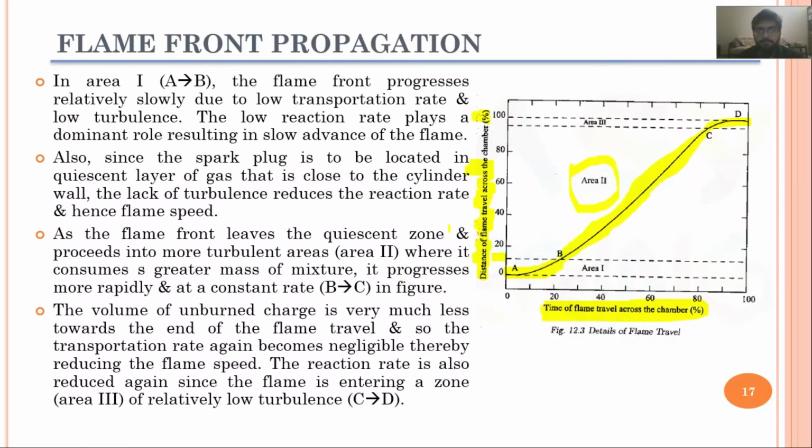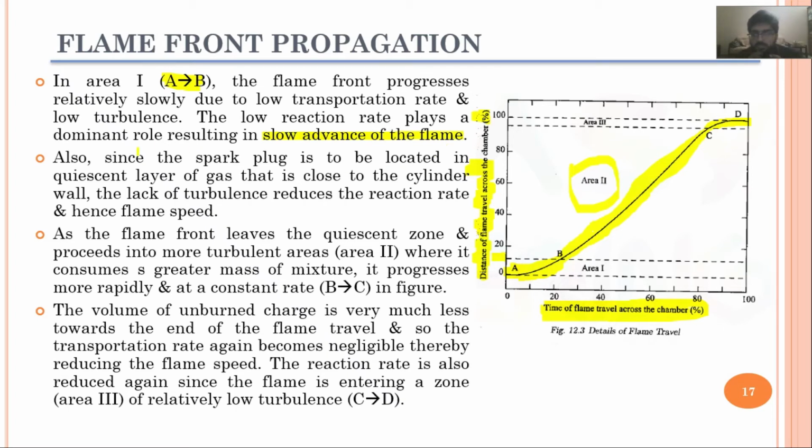So here we can see that in area 1, which was from A to B, the flame front progresses relatively very slowly because we have a low transportation rate and low turbulence as well. And in this region of A to B, the rate of reaction is also very low, and therefore the advancement of this flame is also not that dominant.